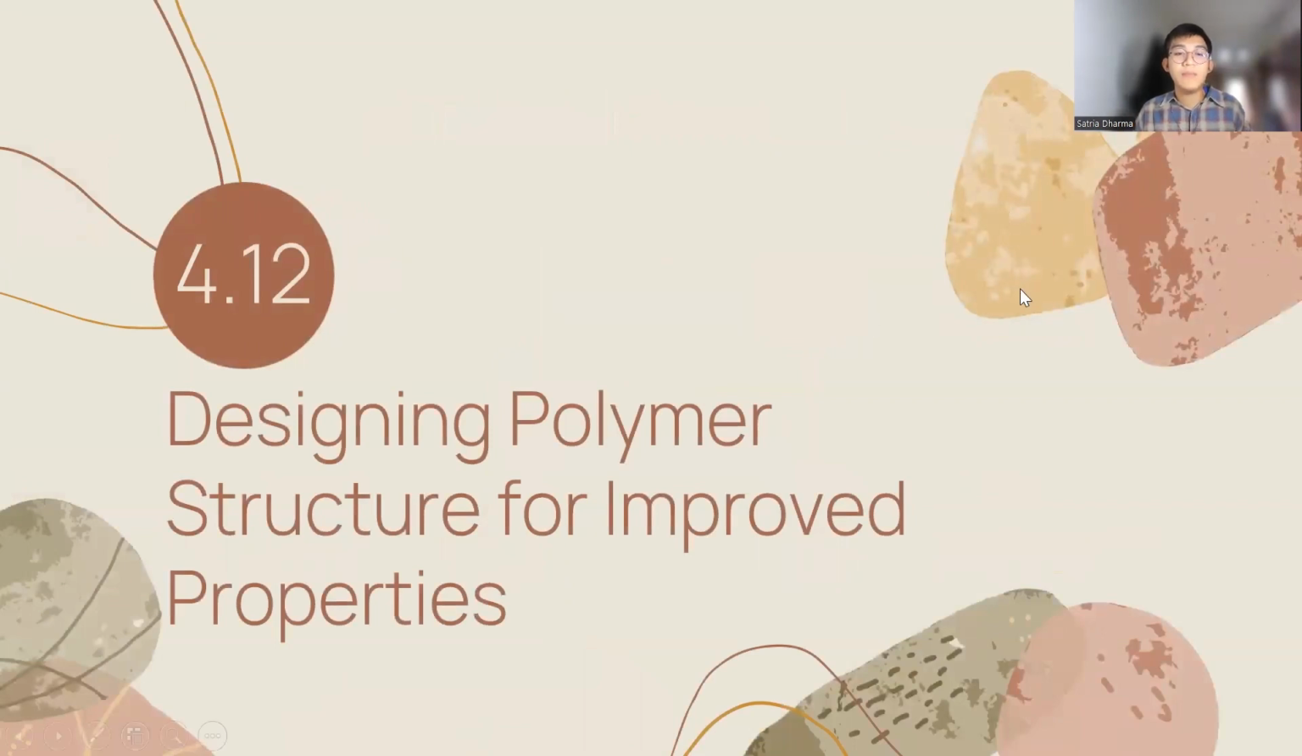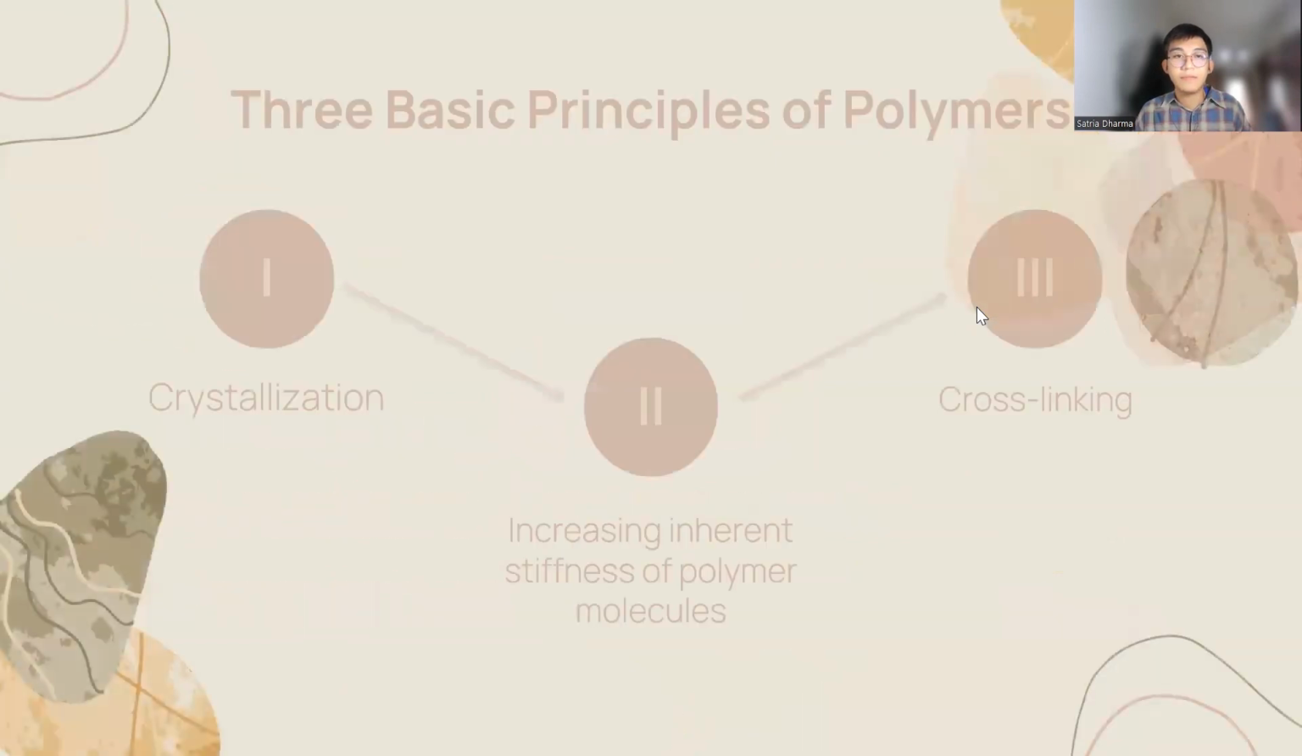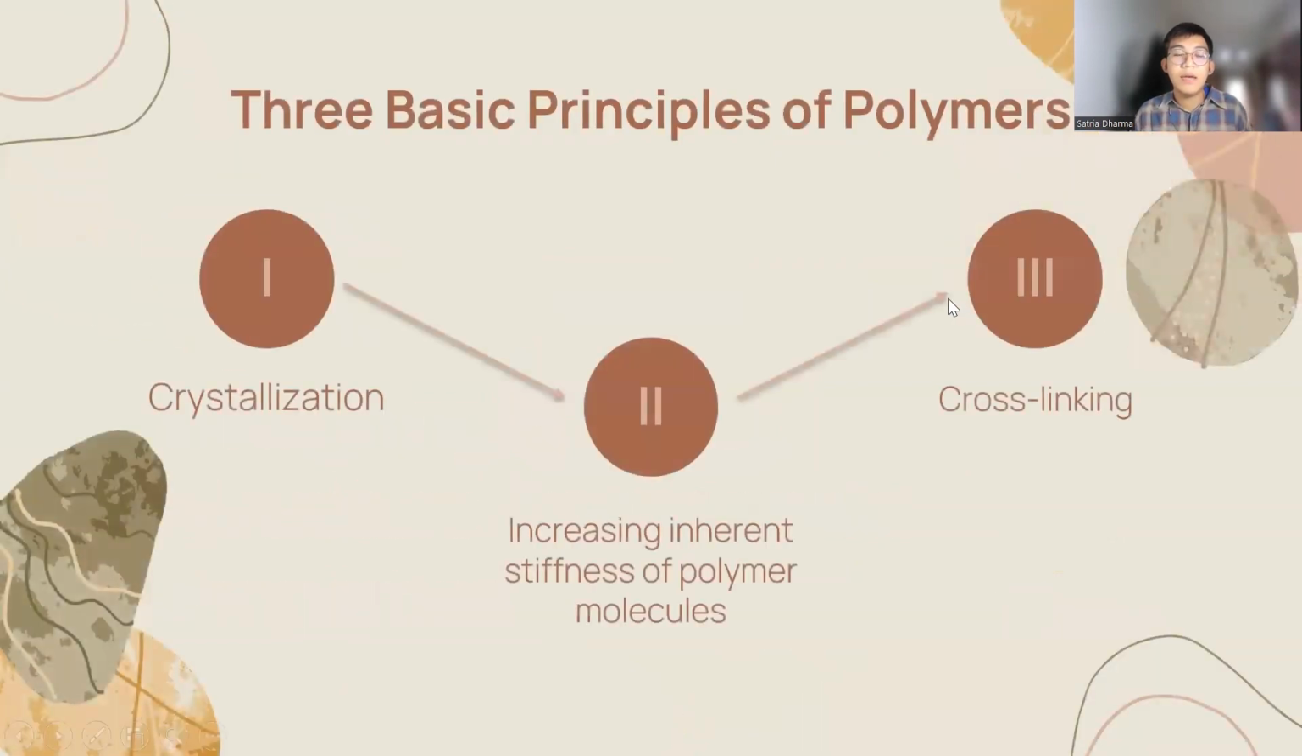4.12 Designing Polymer Structure for Improved Properties. For designing polymers to improve their properties, there are 3 basic principles. First is crystallization, second is increasing the inherent stiffness of polymer molecules, and third, cross-linking.